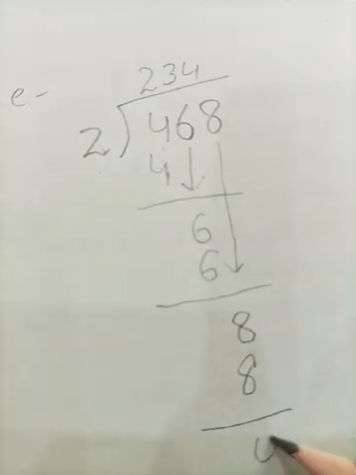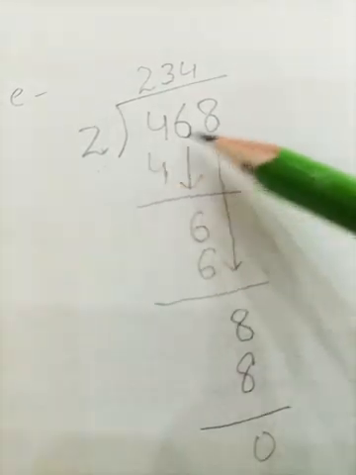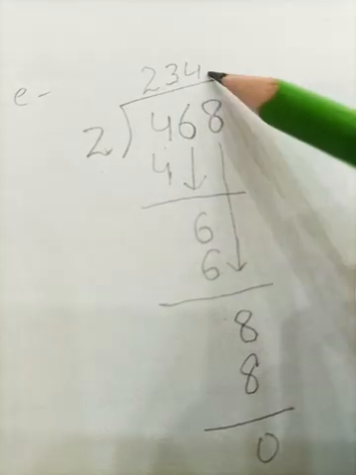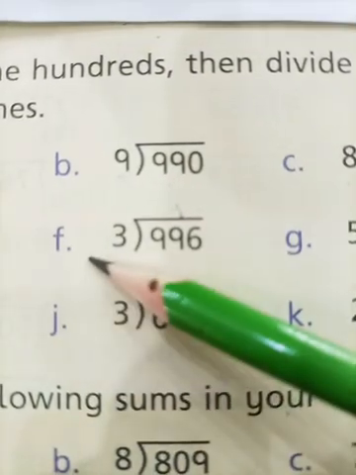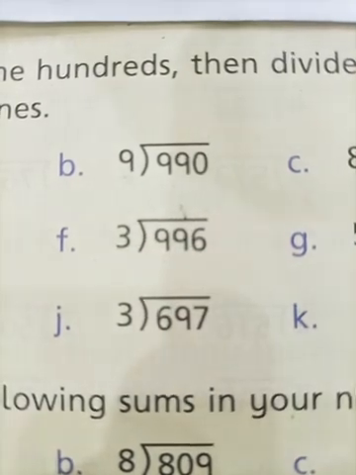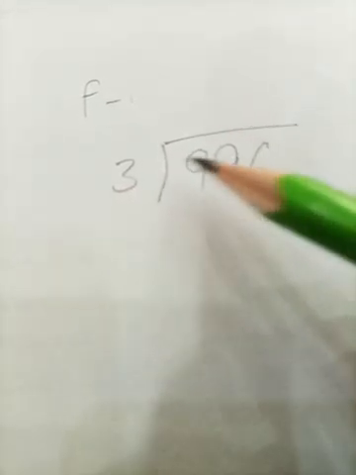Now the remainder is 0. It means that we have solved our dividend. Now students, our quotient is 234. That is our answer. Next in part F, 996 is being divided by the number 3. Students, let's divide it. Firstly, we will divide our 100.